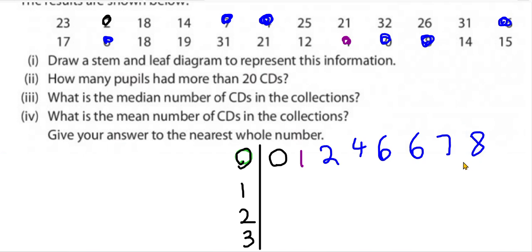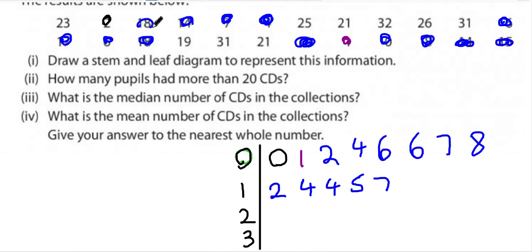You okay with that? Now I'm going to quickly do the 10s for you. So what's the first one? 12. It's the smallest, is it? Next one? Two 14s, so 4 and 4. Next one? 15. Put a 5 there. Next one? 17. Two 18s.